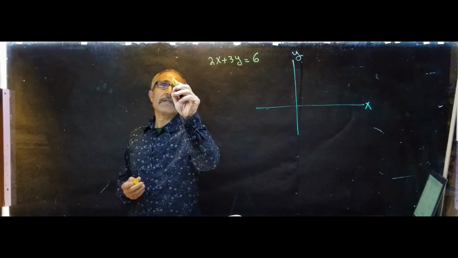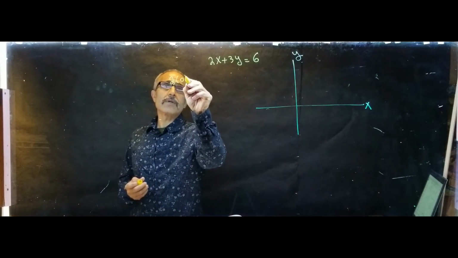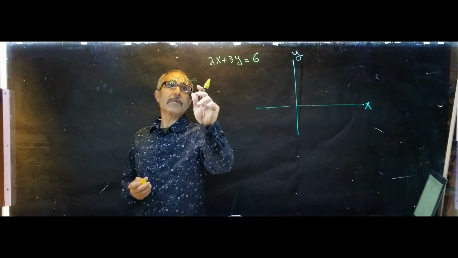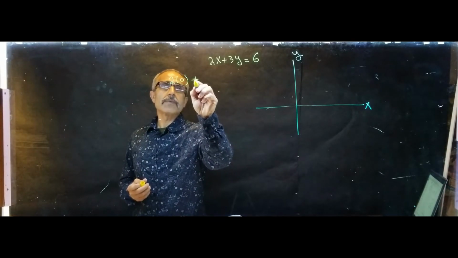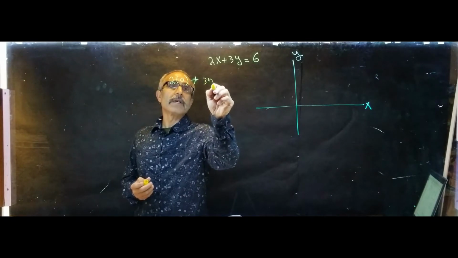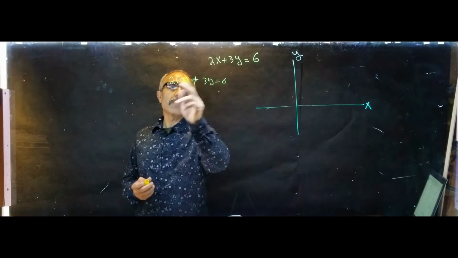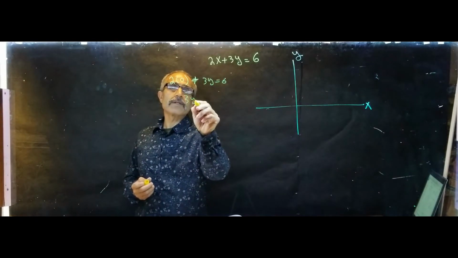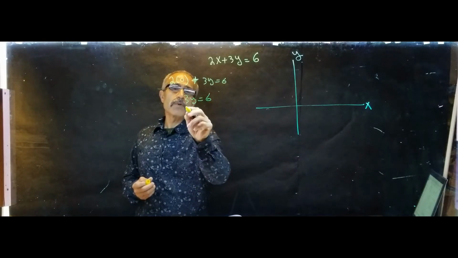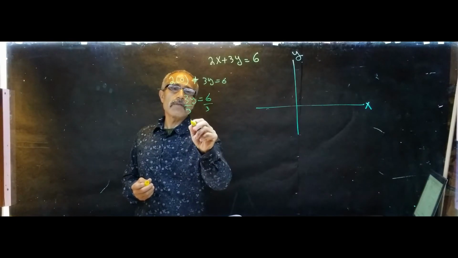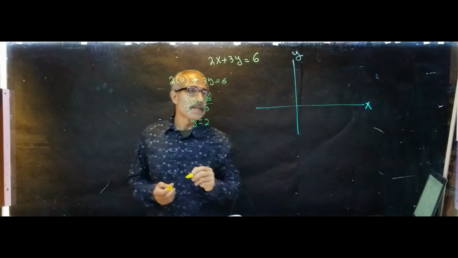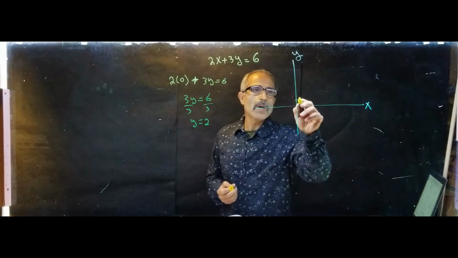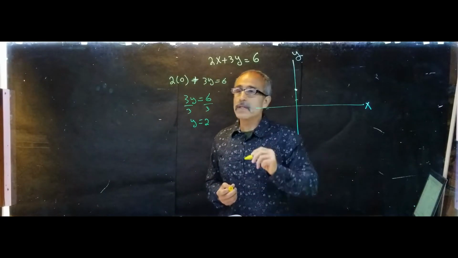We're going to say 2 times 0 plus 3y is equal to 6. So that becomes 0, so 3y is equal to 6. Divide both sides by 3 and I'm going to have y is equal to 2. That means the point is (0, 2). That's one point it's going to cross.